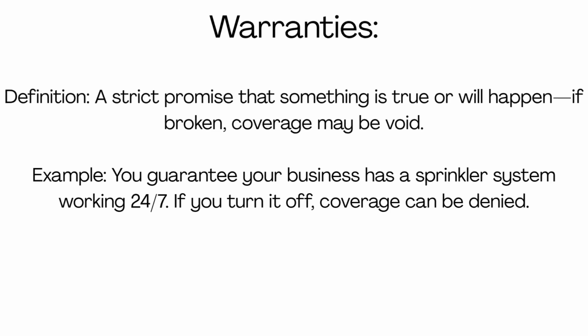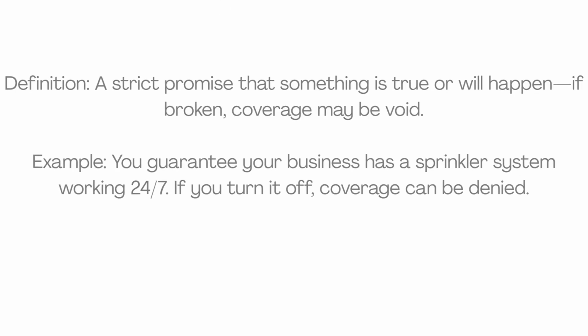Warranties are a strict promise that something is true or will happen. If broken, coverage may be void. For example, you guarantee your business has a sprinkler system working 24/7. If you turn it off, coverage can be denied.